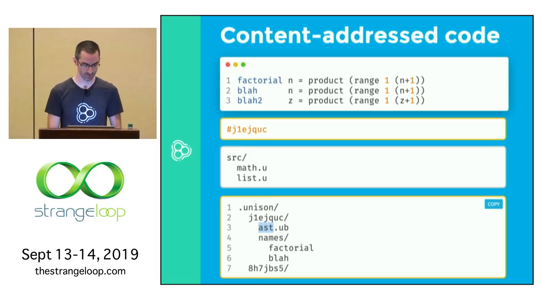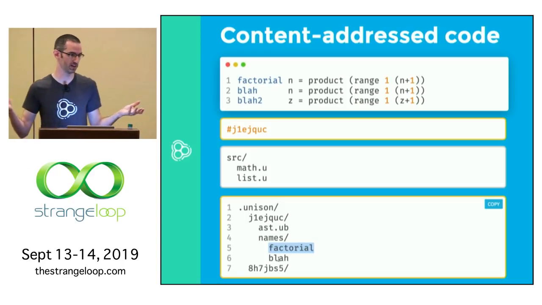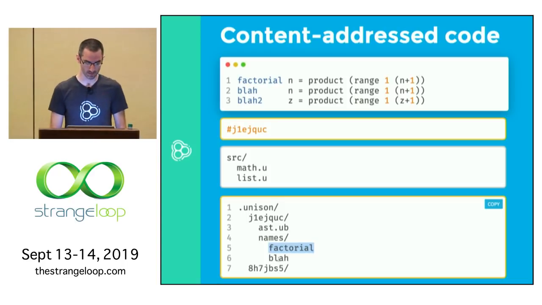And very important is that, separately from the AST, we are storing the name of that definition. The name is just separately stored metadata. So we're saying this hash has the name factorial, and it also has the name blah, and maybe it has 50 other names too. And then we would have the same kind of structure for other definitions in a Unison code base.